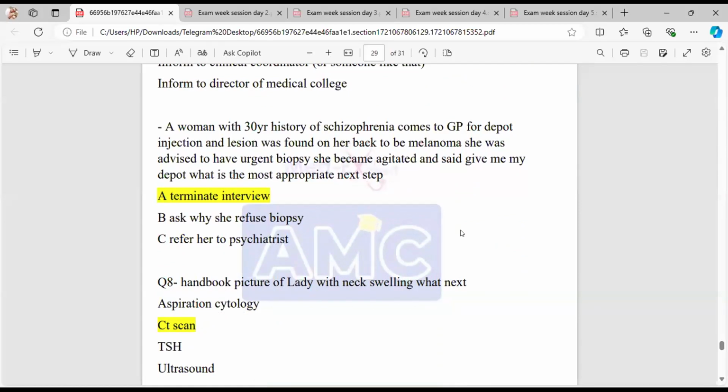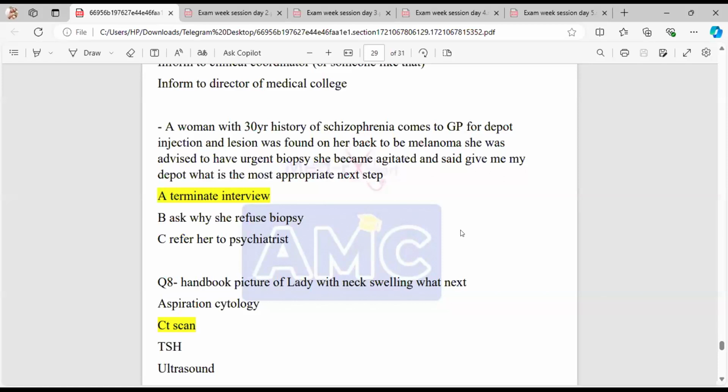For these types of questions, doctors, please try to find the safe option. And second, try to find the option which is related to your own safety as well. In this question, the patient is already diagnosed with schizophrenia and she is agitated at this moment. If you ask anything of her, maybe she will be more agitated and maybe she will harm you, or throw something on your face, or anything can happen.